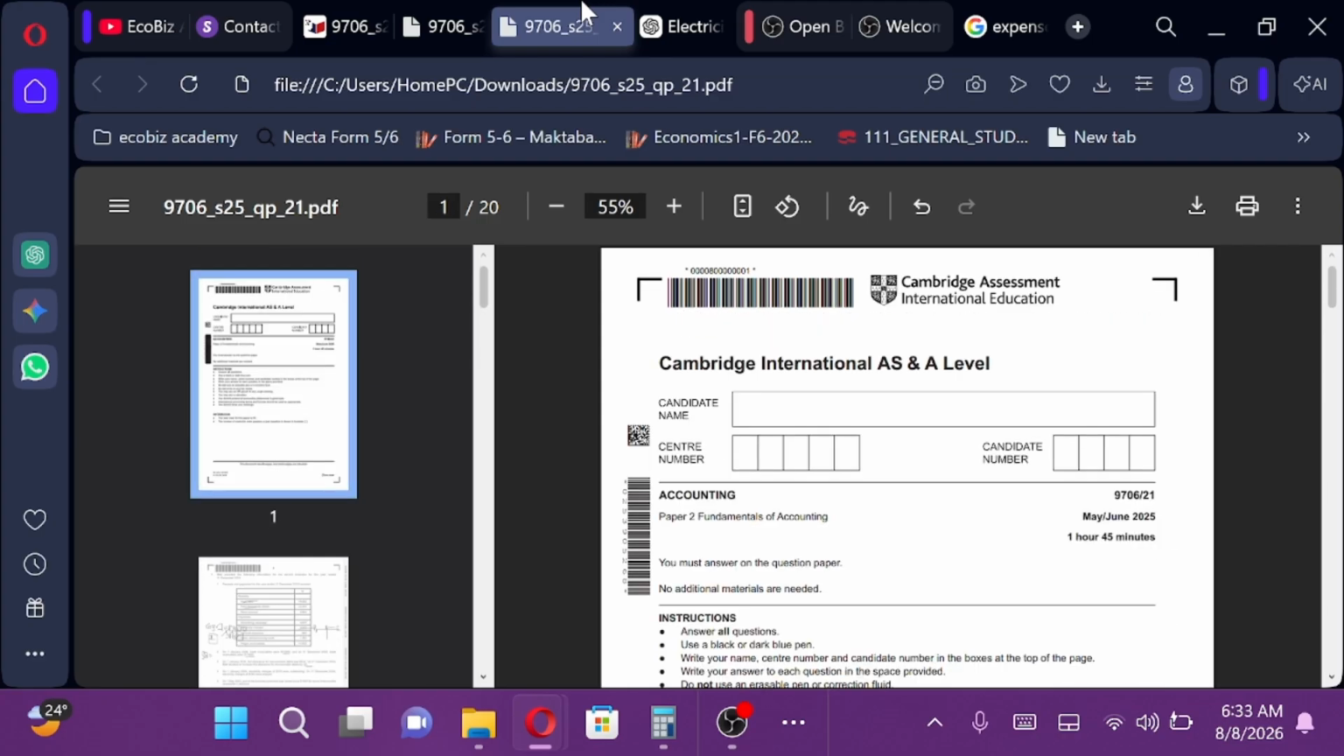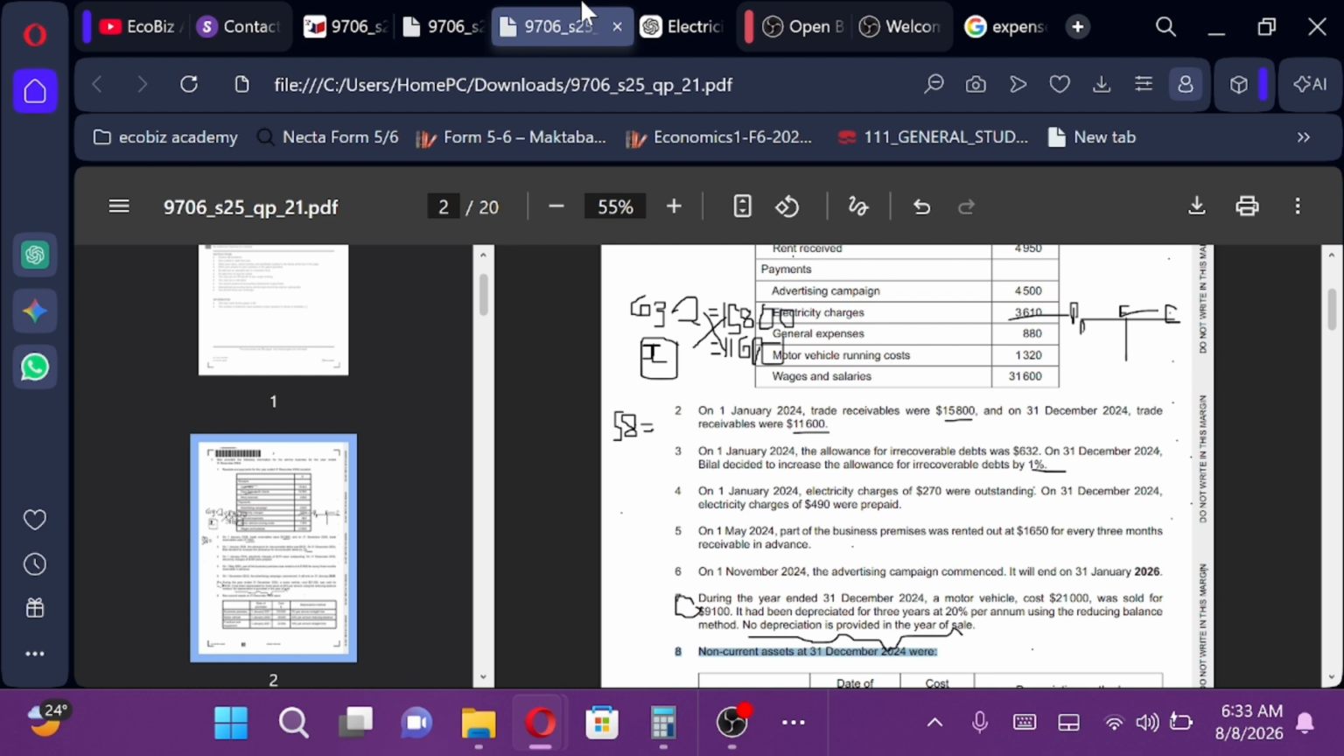Okay, so guys, this is what we're going to do. But guys, we need to know that in the statement of financial position, most of the time, everything that we record is at the end of the financial year that we're given. In this question, the financial year ends on 31st of December, 2024. So all the transactions that we record must be at the end of the year.